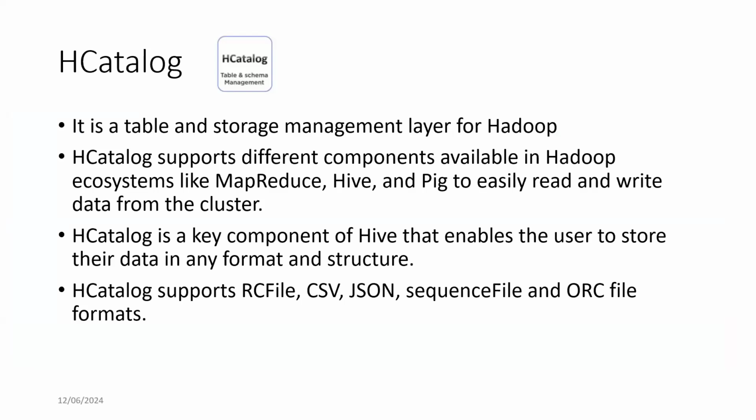Then we have what you call HCatalog. It is used as the table and storage management layer of Hadoop. It supports different components like MapReduce, Hive, and Pig, and it enables users to store their data in different forms, like CSV or JSON, the more common formats.